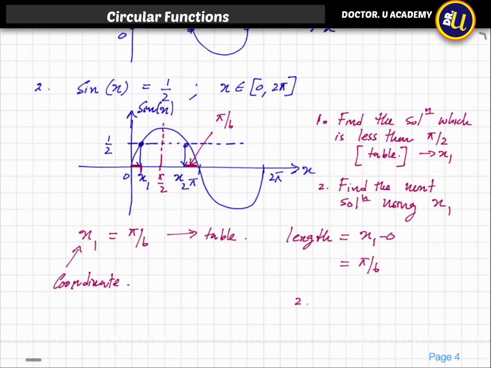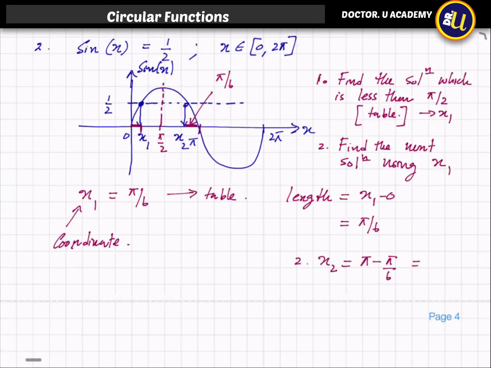Then x2 would be nothing but your next coordinate, pi minus pi divided by 6. So this is now 5 pi divided by 6 is the answer. So these are the two answers that you can get.